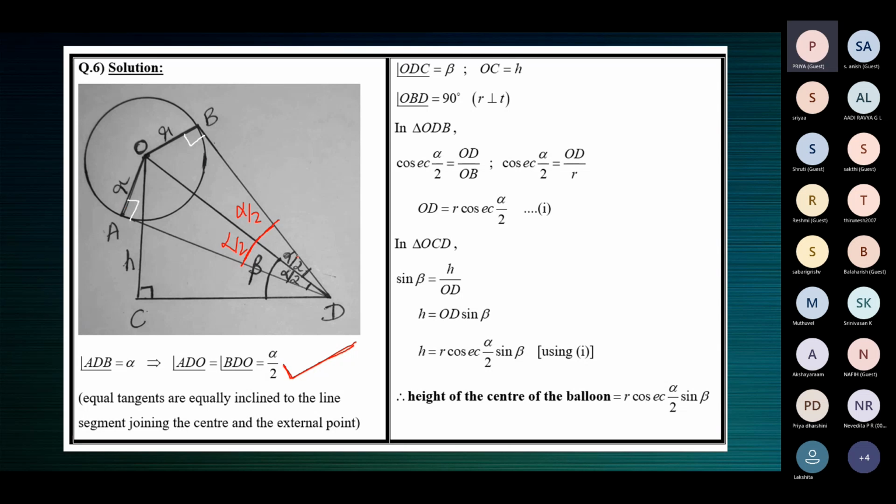AD and BD are the tangent segments. OD is that line. O is the center of the circle. D is where the tangents meet. OD is a line segment connecting that external point D and the center of the circle. In such a situation, this whole angle is bisected by OD.